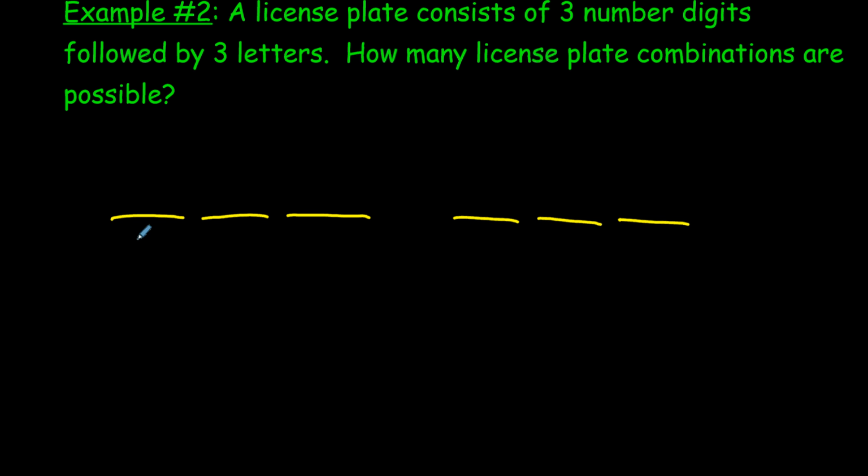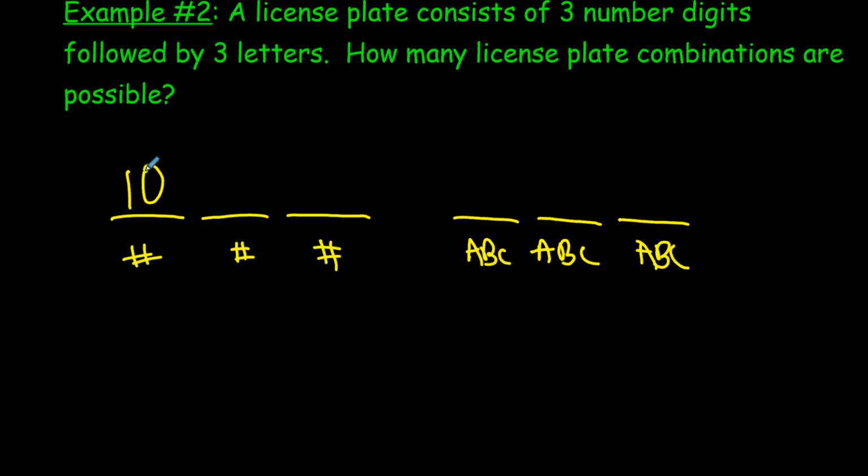Anyway, so the license plate has 3 number digits followed by 3 letters. So how many choices do I have for these number digits? We have 1, 2, 3, 4, 5, 6, 7, 8, 9, and 0. So how many number digits are there? There's 10 choices for that first one. And you can repeat numbers, so you could have like 1, 2, 1. So there's 10 choices for the second and 10 choices for the third.